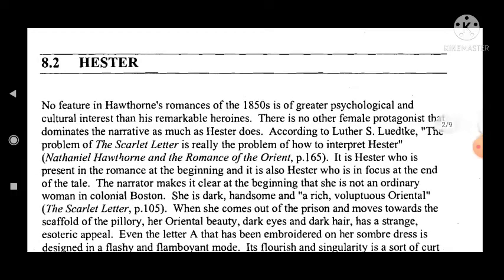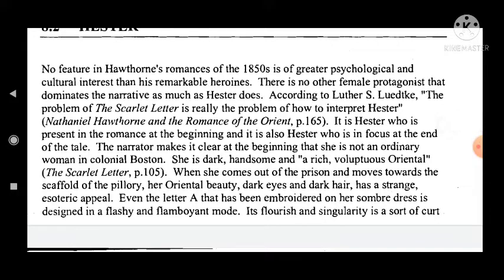Then Hester. No feature in Hawthorne's romance of the 1850s is of greater psychological and cultural interest than his remarkable heroines. There is no other female protagonist that dominates the narrative as much as Hester does. According to Luther S. Luedtke, the problem of The Scarlet Letter is really the problem of how to interpret Hester (Nathaniel Hawthorne and the Romance of the Orient, page 165). It is Hester who is presented in the romance at the beginning, and it is also Hester who is in focus at the end of the tale.